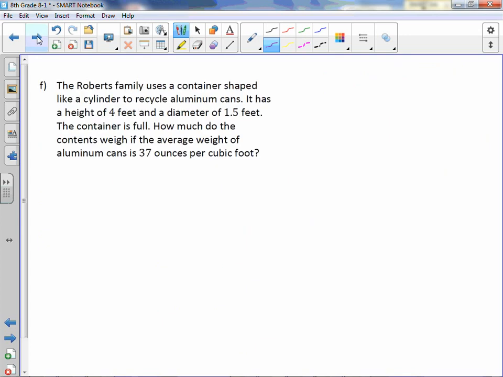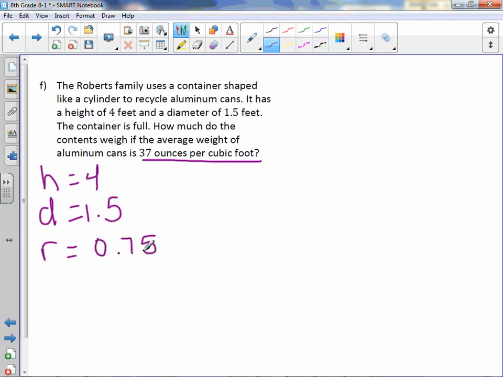Letter F. The Roberts family uses a container shaped like a cylinder to recycle aluminum cans. It has a height of 4 feet and a diameter of 1.5 feet. The container is full. How much do the contents weigh if the average weight of aluminum cans is 37 ounces per cubic foot? First, let's find the volume. To find the volume, we need the radius. To find the radius, we divide the diameter in half. So our radius is 0.75.